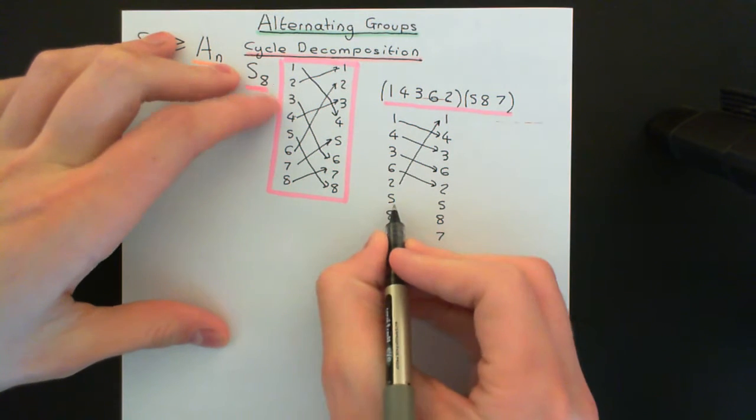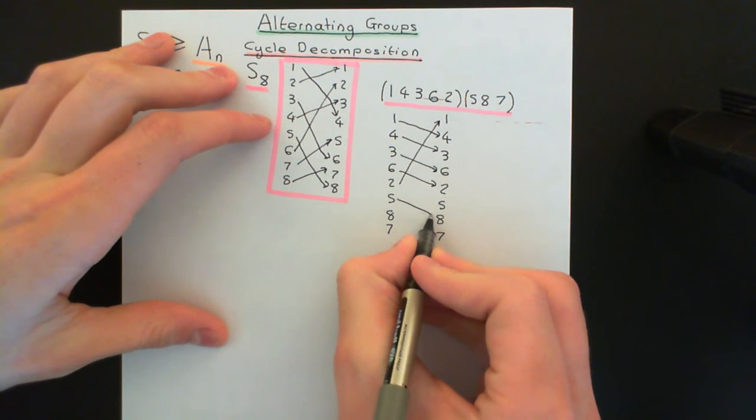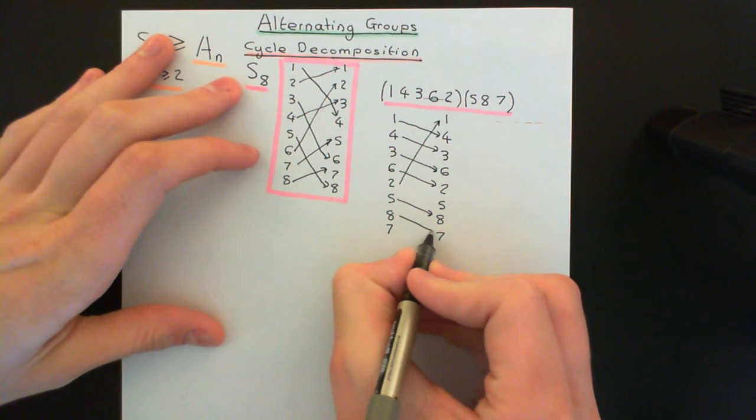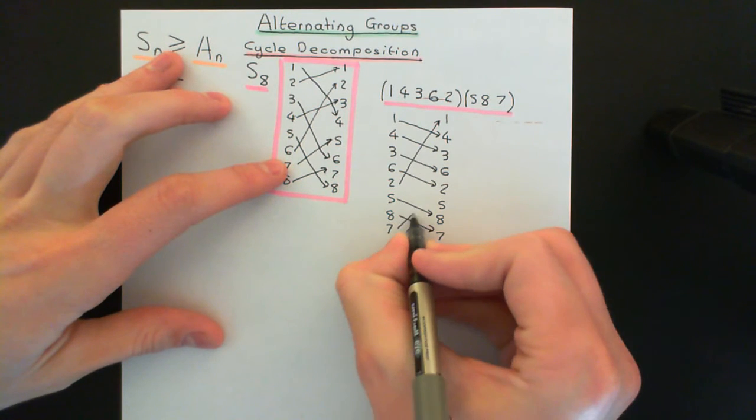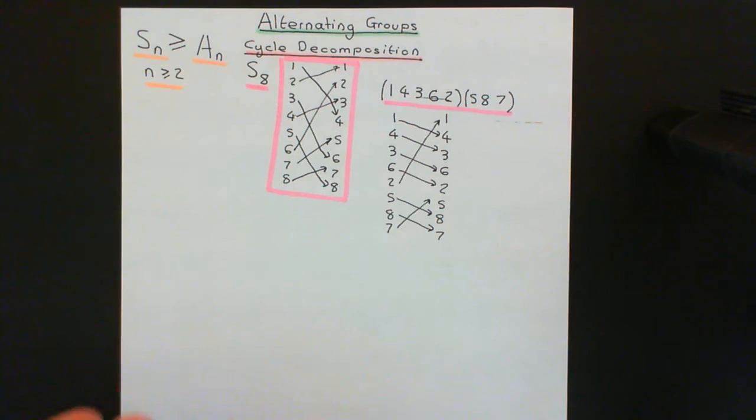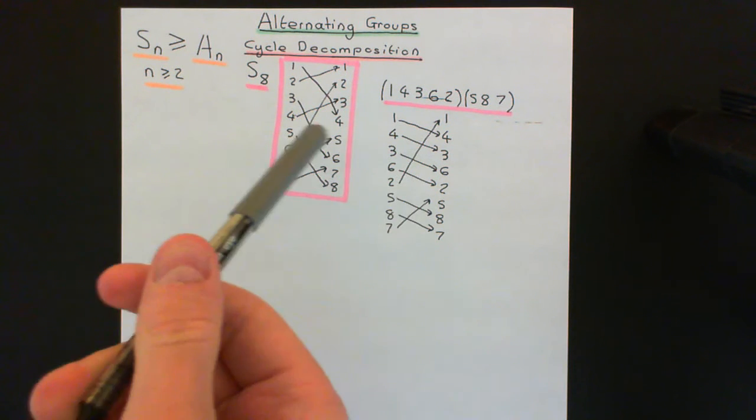Okay, and then where does 5 go? 5 goes to 8. Where does 8 go? 8 goes to 7. Where does 7 go? 7 goes up to 5. Bingo. Okay, this is the same set permutation, the absolutely same set permutation.